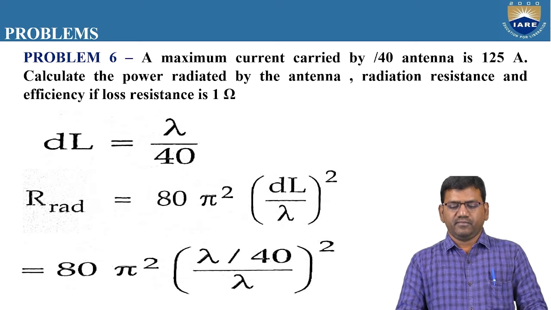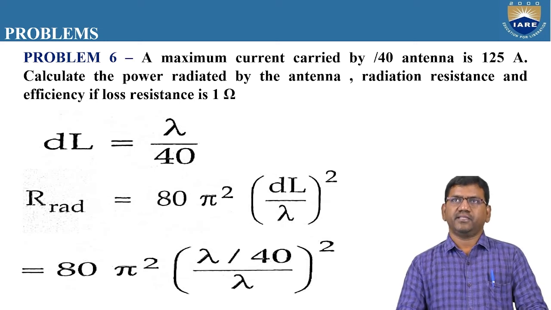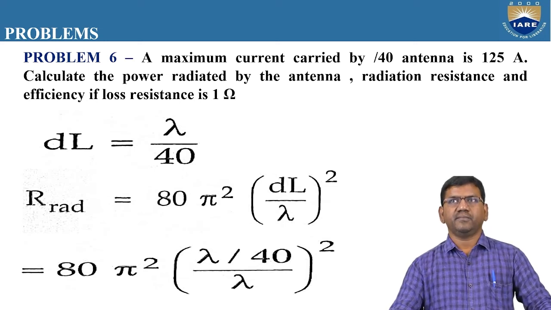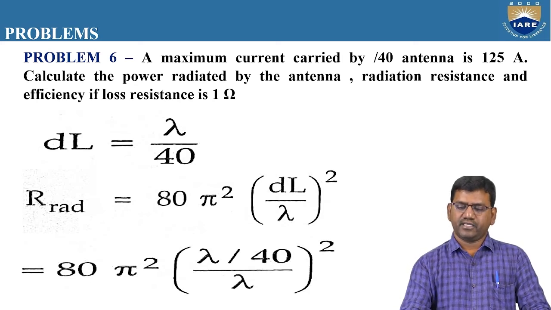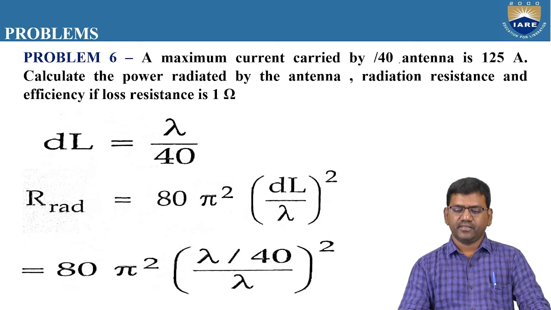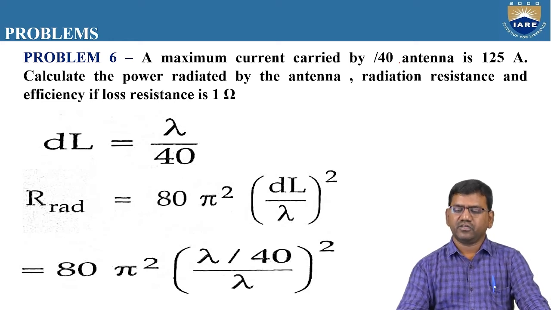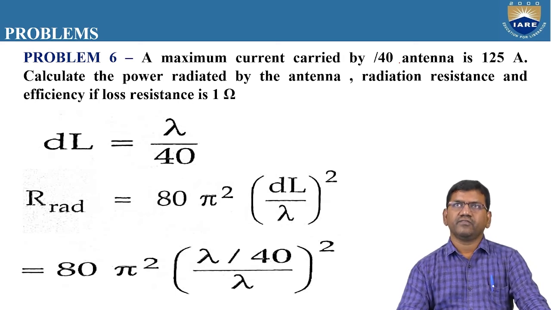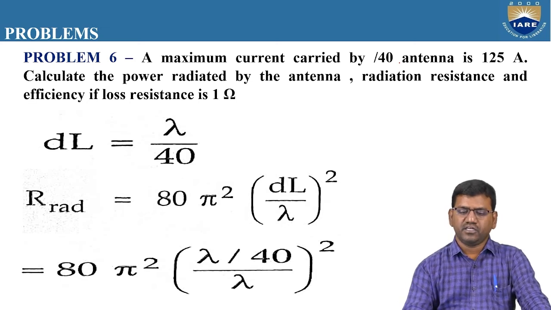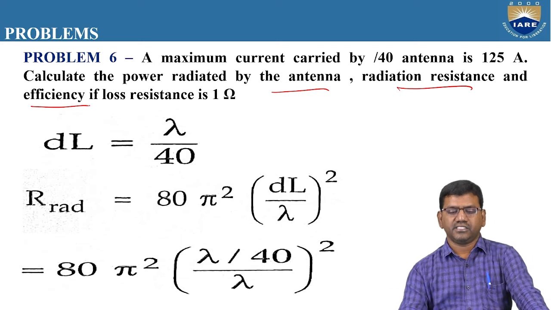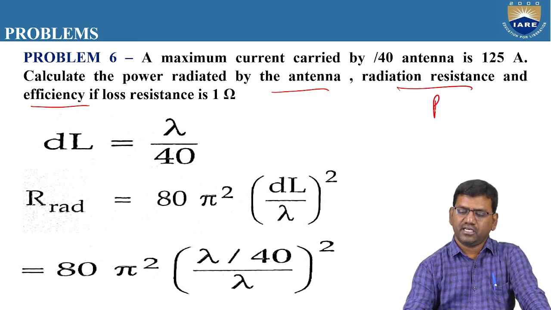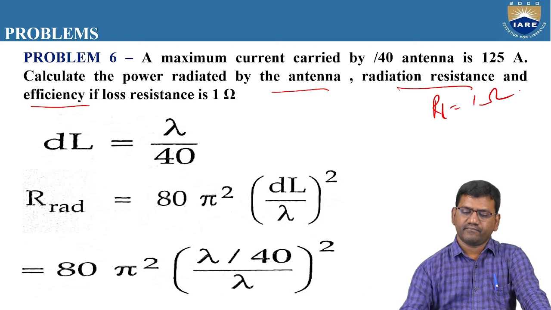We'll see another problem based upon the power radiated by the antenna. The maximum current carried by a lambda by 40 antenna is 125 amps. Calculate the power radiated by the antenna, the radiation resistance and the efficiency if the loss resistance is 1 ohm. So here RL is given as 1 ohm.